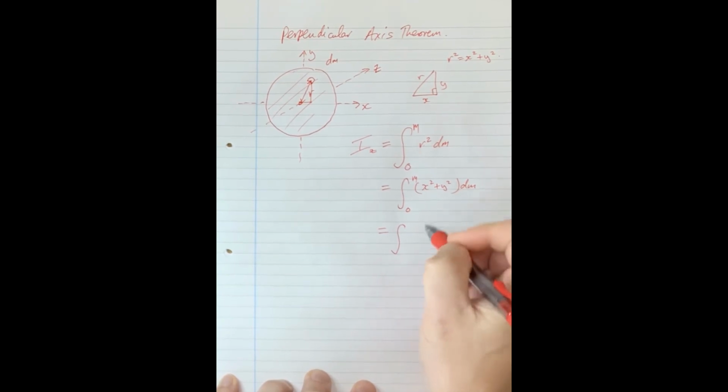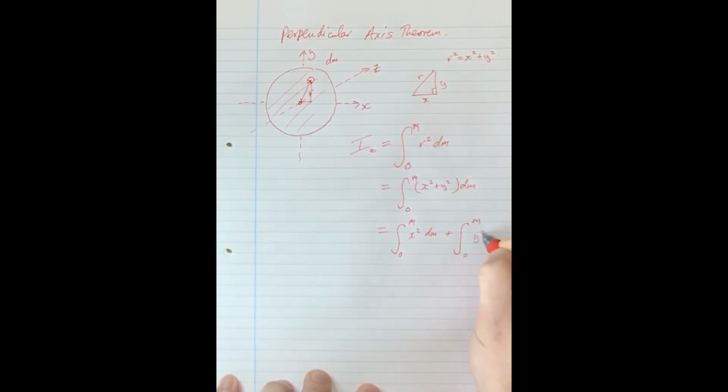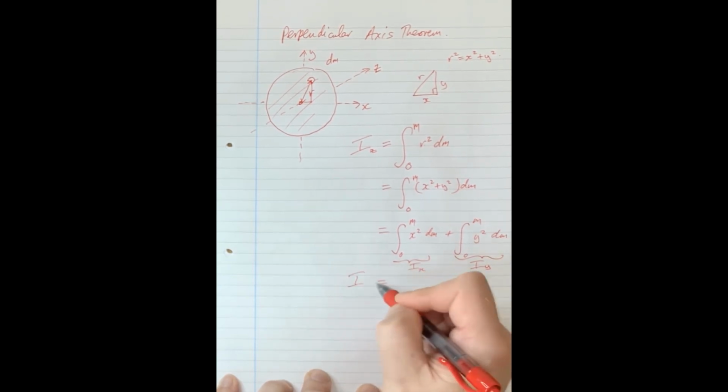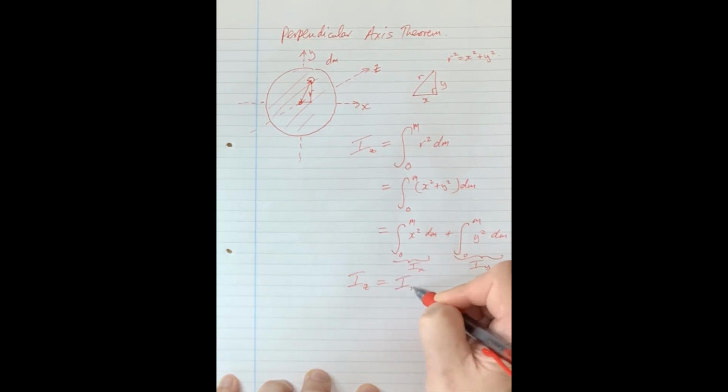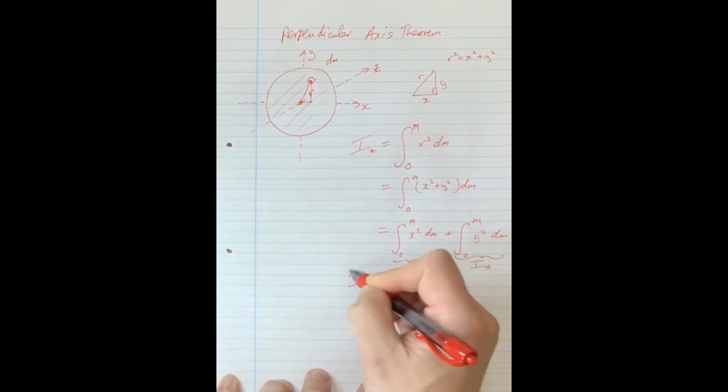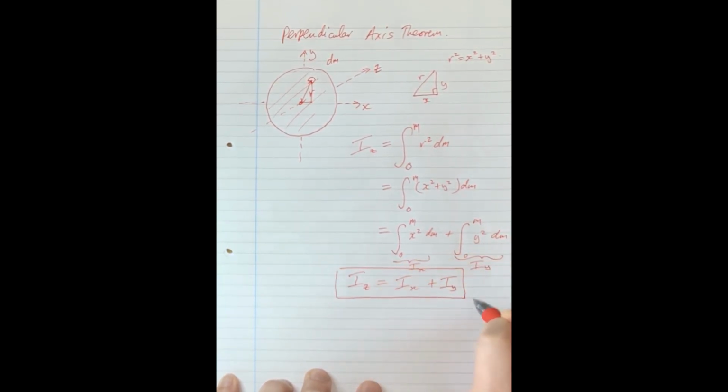And then what I'm suggesting is I'm just going to be integrating the X squared and separately the Y squared. And then what you're left with is this is actually the moment of inertia for rotating about X, and the moment of inertia for rotating about Y. And so what we've actually found is that the moment of inertia in the Z coordinate is equal to the moment of inertia in the X plus the moment of inertia in the Y coordinate. Okay, and this is what's known as the perpendicular axis theorem.